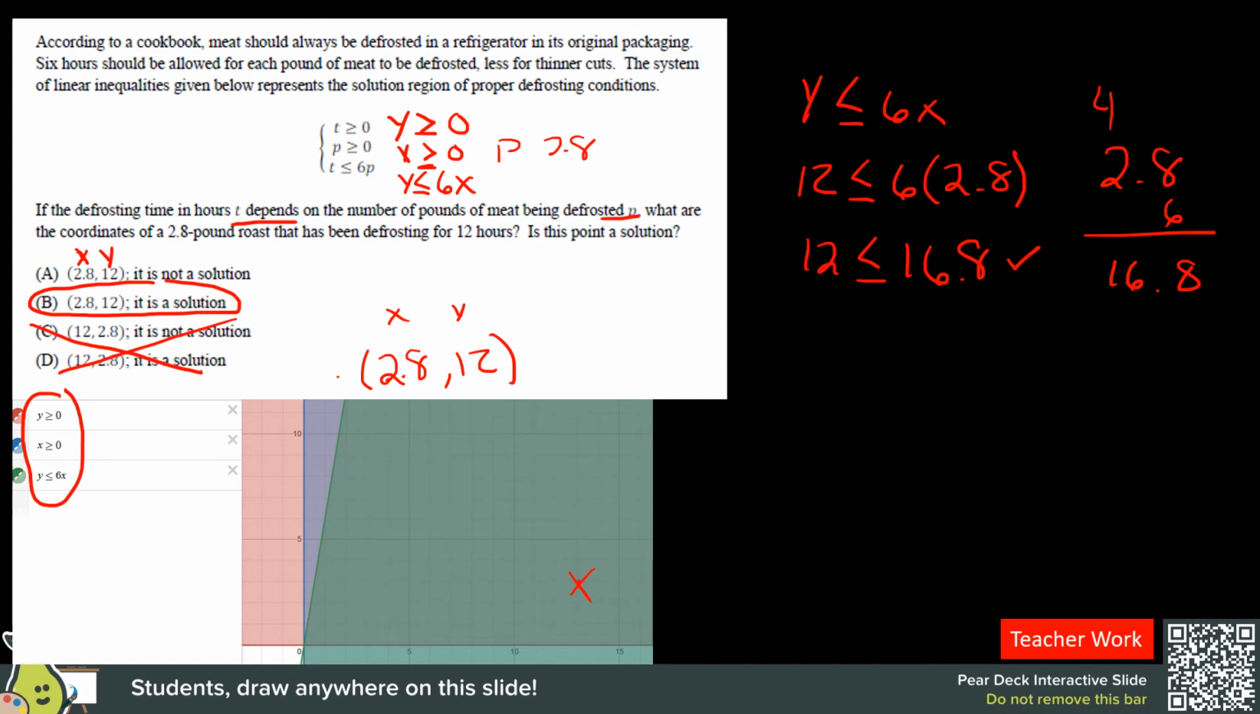What I recommend you guys do too is put these equations into Desmos and see that 2.8, 12 is going to be within the solution. Okay, it will be in the solution, I promise. Okay, if you have any questions, message me on Teams. Let's go ahead and move on to the next one.